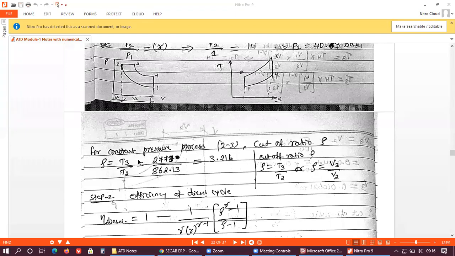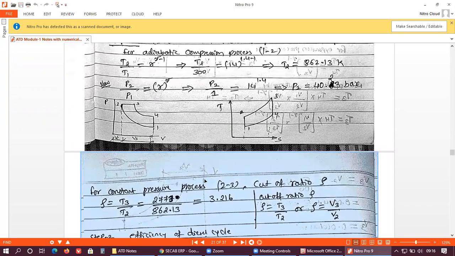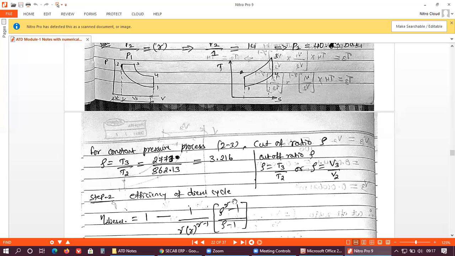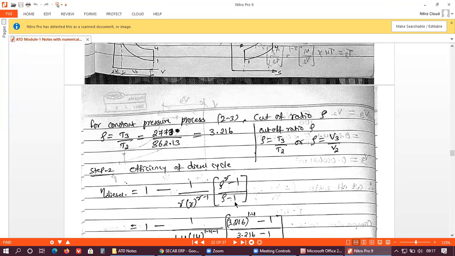This is the simple relation we are using, so just substitute the values. We have the T3 value, convert it into Kelvin, substitute 2500 plus 273. Similarly, the value of T2 that we have obtained just now, how much is it? 862.13. Okay, here T2, right? So you will get the cutoff ratio rho is equal to 3.216. Now you substitute these values in the general diesel cycle efficiency equation.